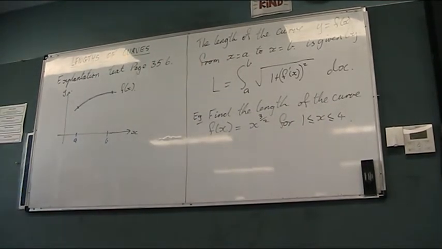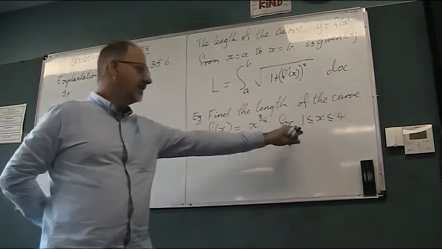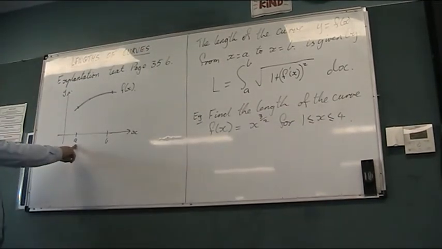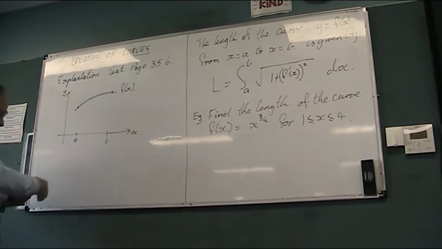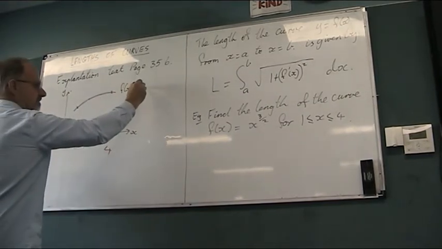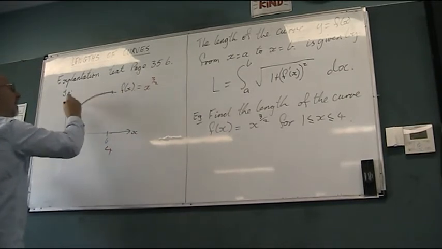Alright, so we've got this curve, its function is 3 over 2, x to the 3 over 2 I should say, and we're looking between 1 and 4. So a is 1, b is 4, between 1 and 4, and the function there is 3 over 2 x to the 3 over 2, and so we're after how long is that.